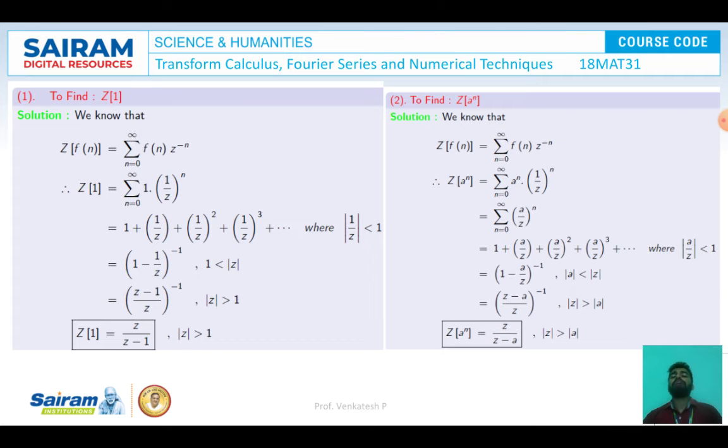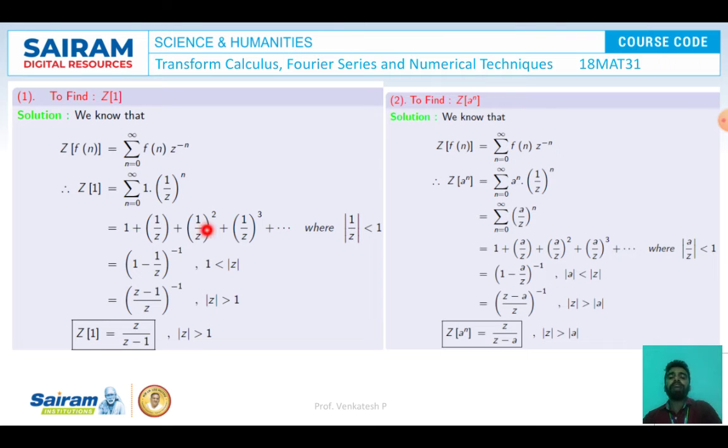First, find the Z transform of 1. We know the basic formula of Z transform, that is Z transform of f of n is equal to summation n from 0 to infinity f of n z power minus n. Now to find Z transform of 1, in the place of f of n, I am going to replace 1. So we got Z transform of 1 is equal to summation n from 0 to infinity 1 into 1 by z whole power n. Expanding the summation, we got 1 when n is equal to 0. When n is equal to 1, we got 1 by z. When n is equal to 2, we got 1 by z whole square. When n is equal to 3, we got 1 by z whole cube and so on, where mod of 1 by z is less than 1.